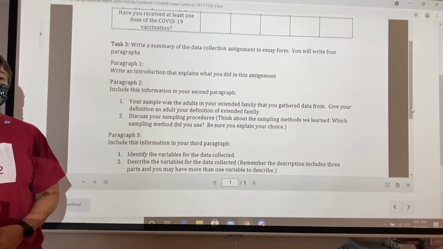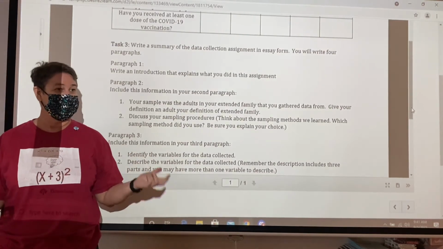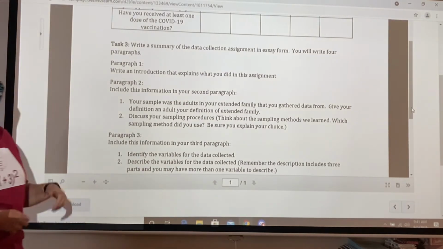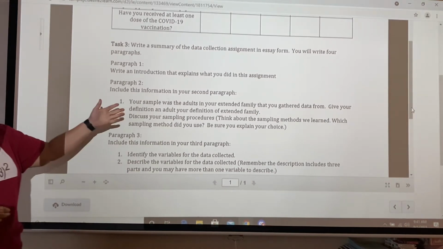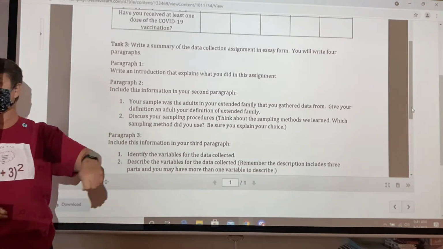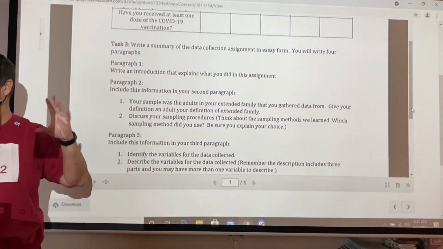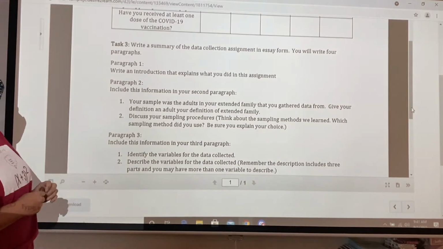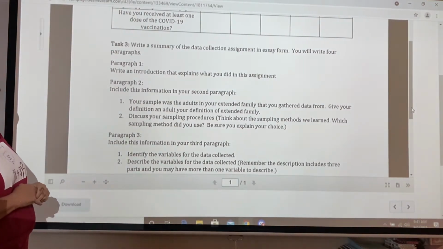You know, I collected data from 5 people in my family, and I asked them 2 questions. Now you're going to do that first. Then you're going to write a second paragraph, and in the paragraph, again, you're not going to use numbers. You're not going to put 1 and put your answer. You're not going to put 2 and put your answer. You're going to write it as a paragraph. And in that paragraph, you're going to include this information in there.